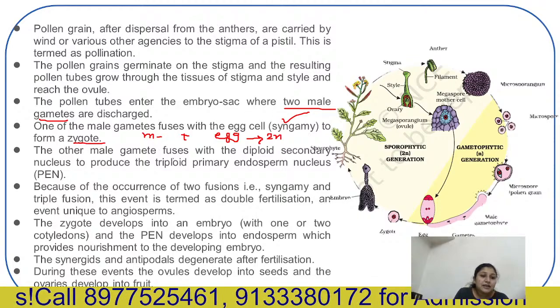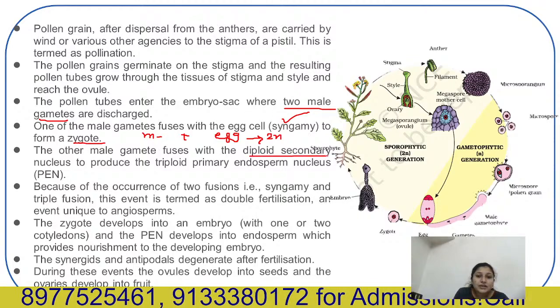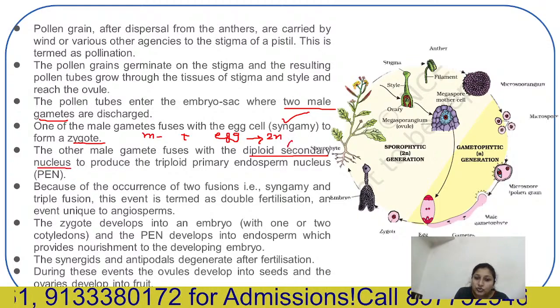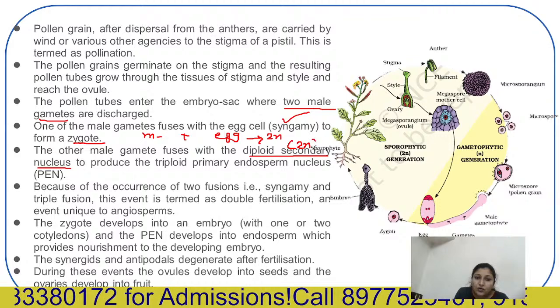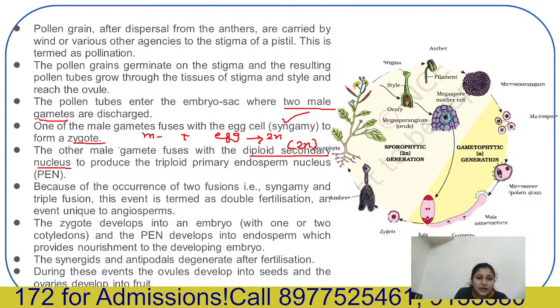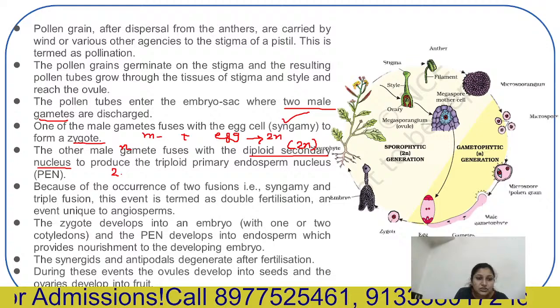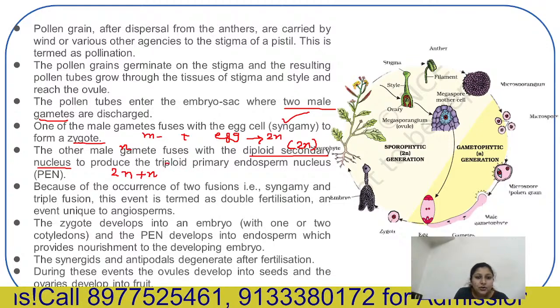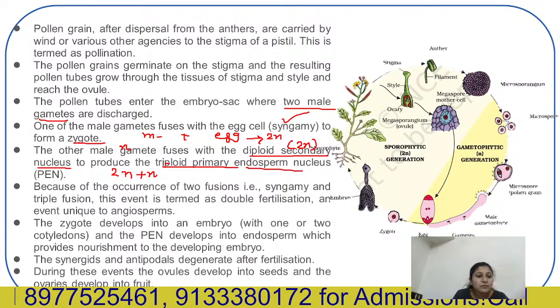But the other male gamete fuses with the diploid secondary nucleus, which was 2n. So it is 2n plus n, which will give rise to the triploid primary endosperm nucleus.